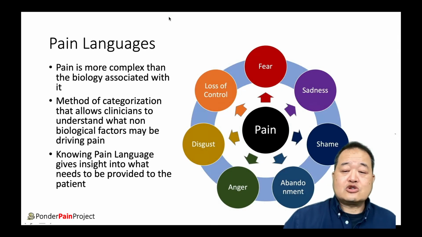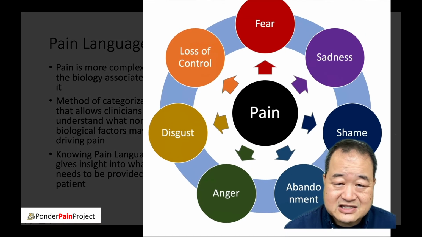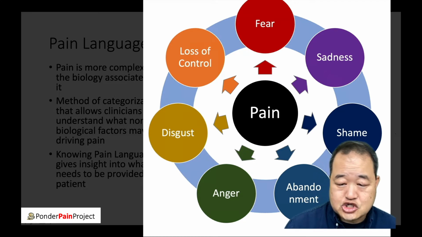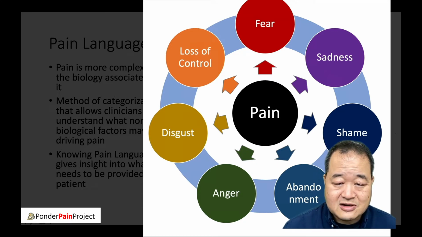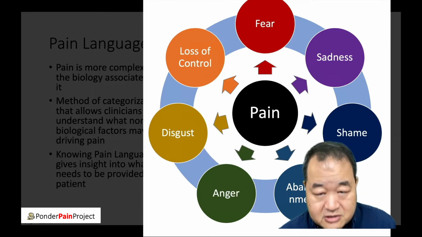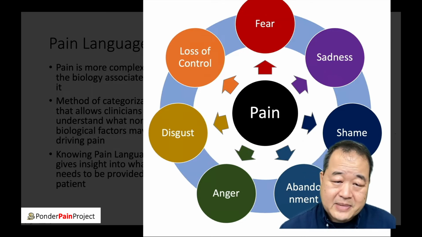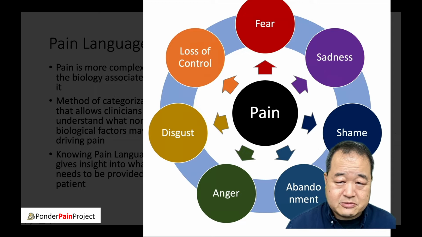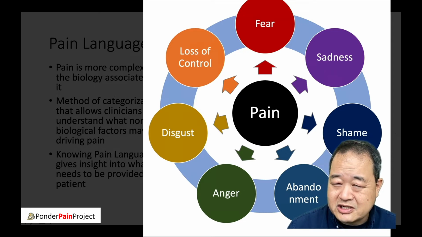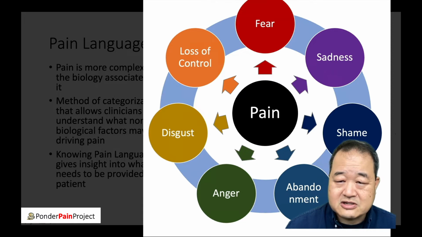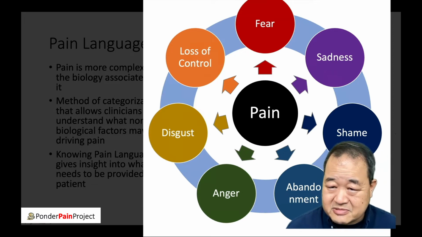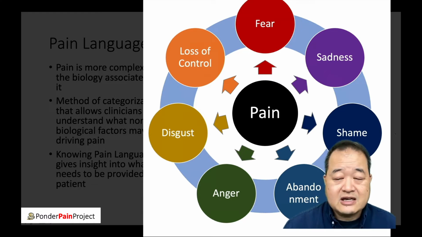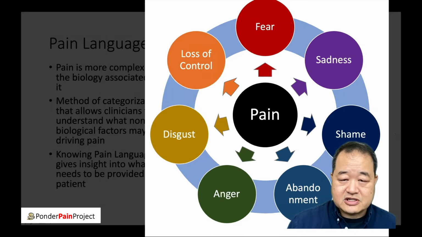And so just quickly, you can look at the diagram on the right, and these are some of the pain languages that we're looking at: things like fear, sadness, shame, abandonment, anger, disgust, or lack of control or loss of control. So when our patients start to talk about pain, our thought process in the back of our head should be, they're talking about pain, but are they really telling me fear? They're talking to me about pain, but are they really telling me sadness? They're talking about pain, or are they really telling me about shame? And it goes on into abandonment, anger, disgust, or loss of control.